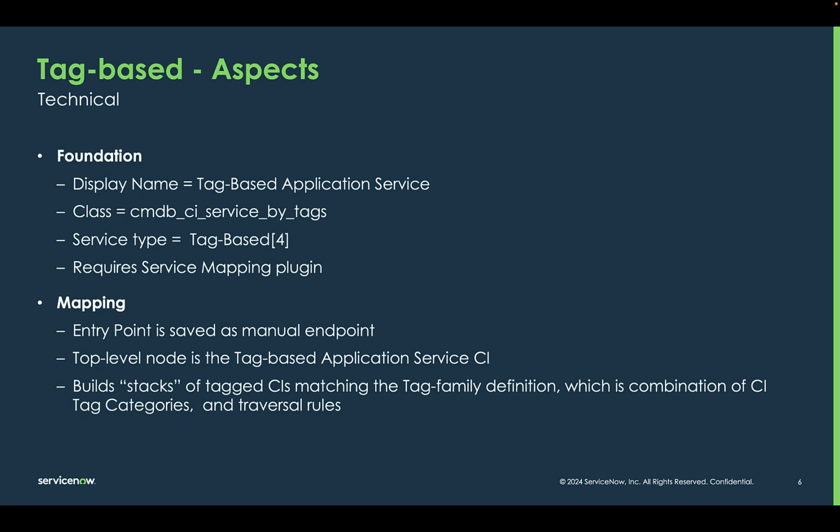And that's what is meant by the top level node inside the service is the application service itself. The kinds of topologies that are built in tag-based service mapping are not quite the same as top-down topologies or those that you would see in dependency views when thinking about server to server or process to process. Rather, tag-based mapping creates stacks of technology according to your tag family definition. So what will happen with MediaWiki here is we'll have a stack that represents the load balancer, a stack that represents the Apache web servers, and a stack that represents the MySQL database.